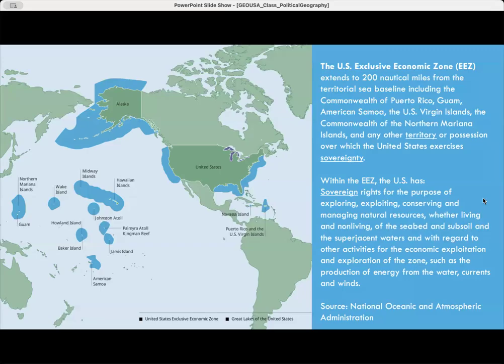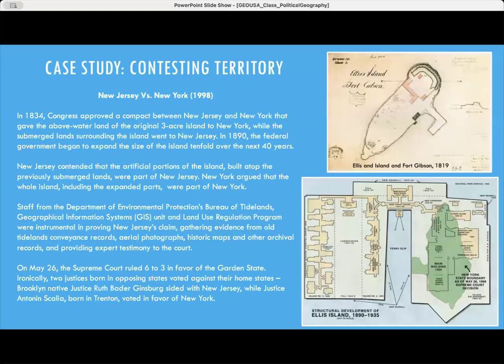But territories can be contested, and they're not always that set in stone. To give you an example, there are multiple parts of the United States where states contest territory, where one state says, no, this land belongs to me, and the other neighboring state says, no, it belongs to me. But here's one example, and an interesting one because this is between New Jersey and New York.